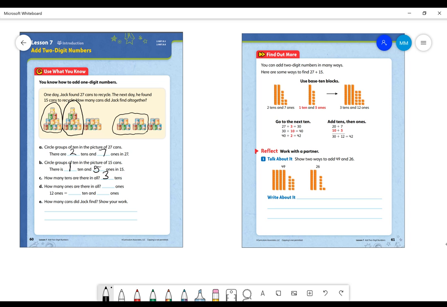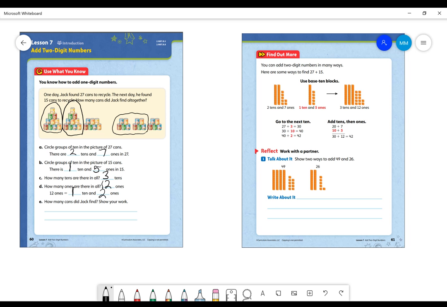And it says how many ones are there in all. So the parts that we did not circle are our ones. So we had 7 in 27 and 5 in 15. What is 7 plus 5? 12. So we had 12 ones in all. Uh-oh, I see something wrong. Do you see something wrong? We cannot have more than 9 in the ones place. So in 12, how many groups of 10 are there? There's 1 ten and 2 ones. It says, how many cans did Jack find?